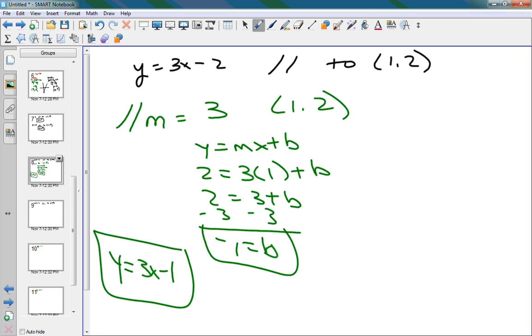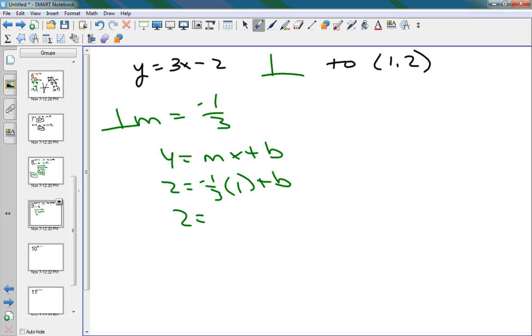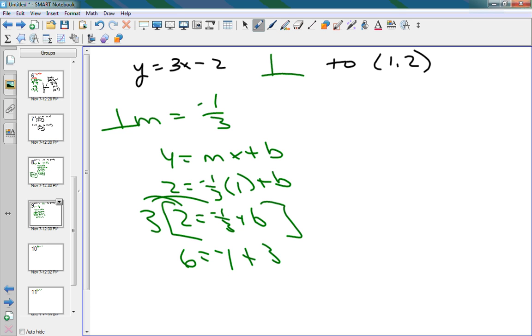Very good. Okay, same problem, this time perpendicular. What's my perpendicular slope? My perpendicular slope is negative 1 over 3. Do we see that, yes or no? Okay, excellent. So now same concept. 2 is equal to negative 1/3 times 1 plus b. So 2 is equal to negative 1/3 plus b. How do I get rid of that 3? I would multiply the whole thing by 3. Do you have to, folks? You don't have to, technically, but it's in your best interest. Okay, and you guys can solve from there.